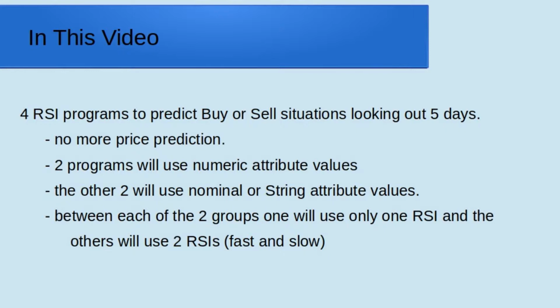Again, the result attribute will be buy or sell, and in the other two programs they will be using a nominal or a string value based on where the breakpoint value is. Then between the two programs, one group will just use one RSI value, and then the second group will use two RSI values, kind of like a fast and a slow stochastic. All right, so on to the program.